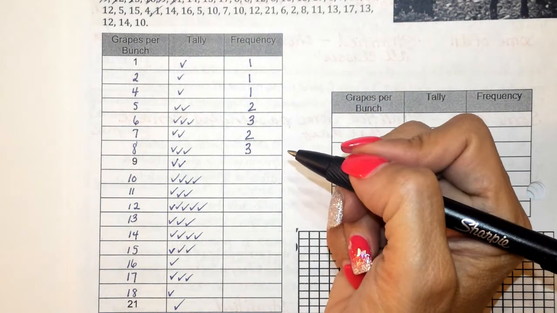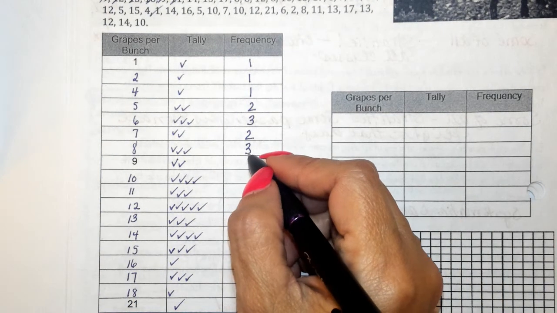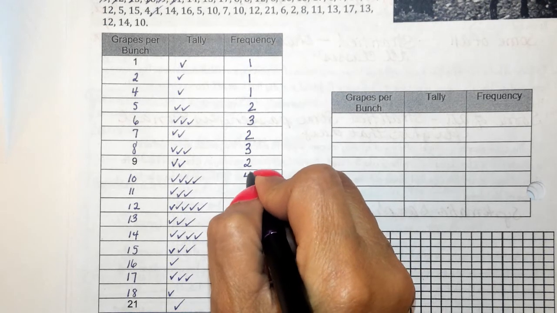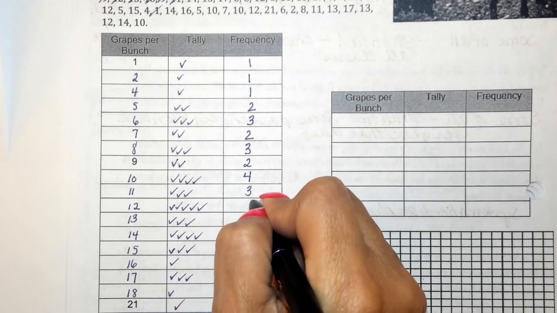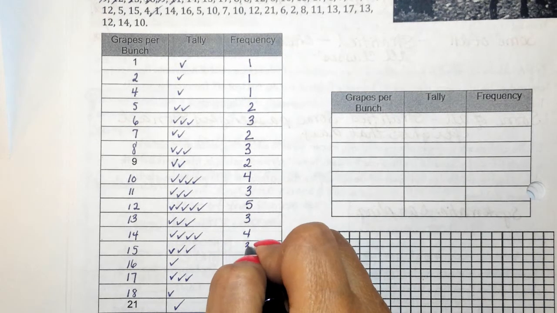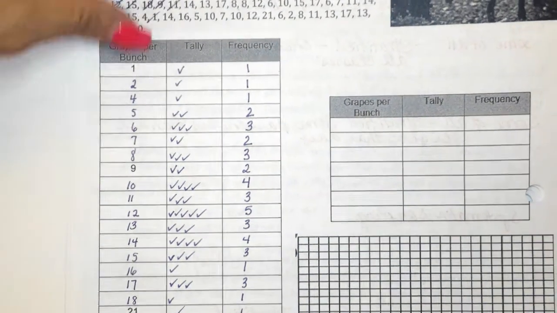So I'm going to go down. I'm going to write these numbers kind of quick. I'm going to get my cheat sheet because I don't want to have to sit here and count them all. What number am I on? I'm on 9. Okay, so 2, 4, 3, 5, 3, 4, 3, 1, 3, 1, 1. Those are how often they occurred.